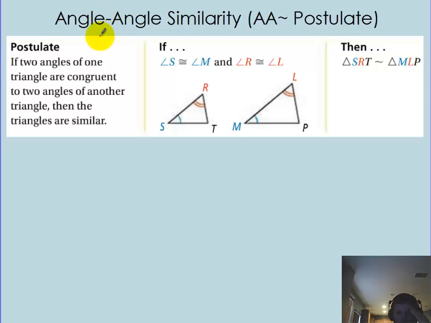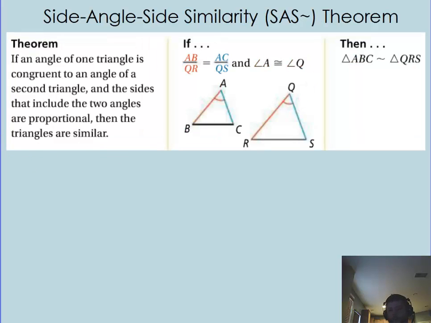Angle-angle similarity says that if two angles of one triangle are congruent to two angles of another triangle, then the triangles are similar. So you know S and R are congruent to M and L, so you can say those two triangles are similar. That makes sense because if you know two angles, you know the third one. It's whatever's remaining, and it's got to be the same. And we said in the last section that similar shapes have congruent angles. So that makes sense to me. Let's look at the next one.